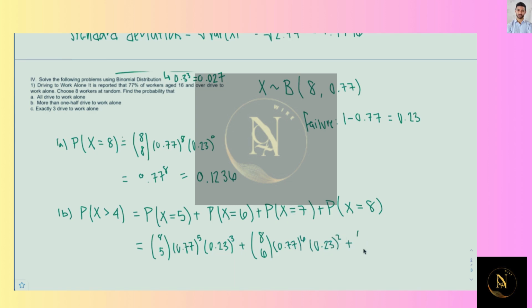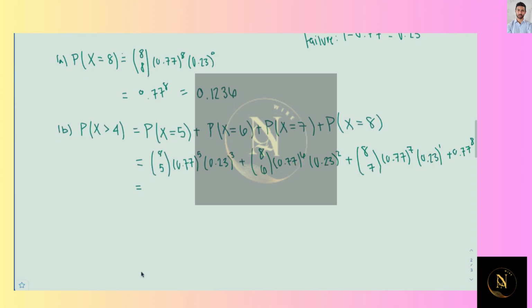Okay, then for 7, 8 choose 7. Success 0.77, I want 7 of those. And that leaves 1 failure. And then this one we already calculated, 0.77 to power 8. So this is going to be 8 choose 5, the same thing as 8 choose 3. So it's 8 times 7 times 6 over 3 times 2 times 1.